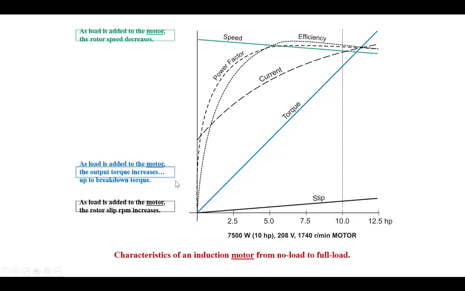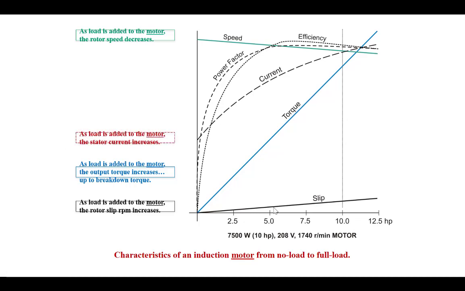As we add load to the motor, the output torque increases for sure. As load is added and the rotor slows down, more current is produced in the rotor from the magnetic field cutting across the rotor bars more, and that extra current provides torque to turn that load at a slower speed. So up to breakdown torque, you bet, our output torque increases as we add load to the motor.